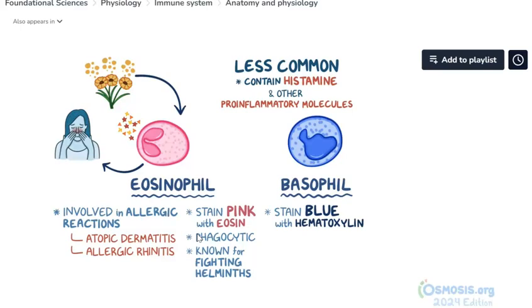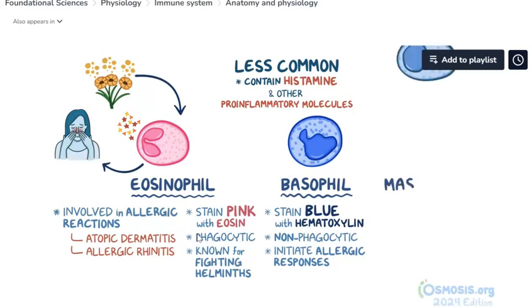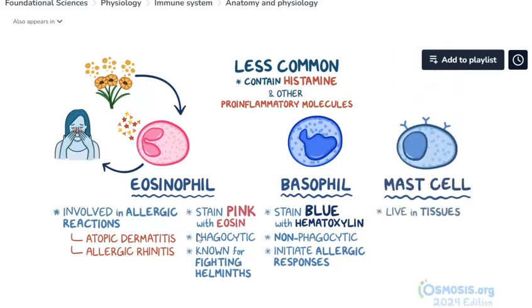And unlike neutrophils, basophils are non-phagocytic. On the flip side, they have granules that contain histamine and other pro-inflammatory molecules. Therefore, they are important in initiating allergic responses. Finally, there are the mast cells, which live in tissues, not in the blood, and are very similar to basophils. They are also non-phagocytic and are involved in allergic responses.